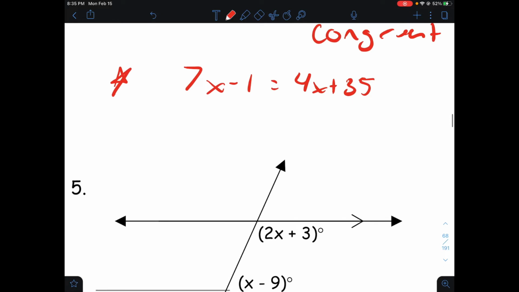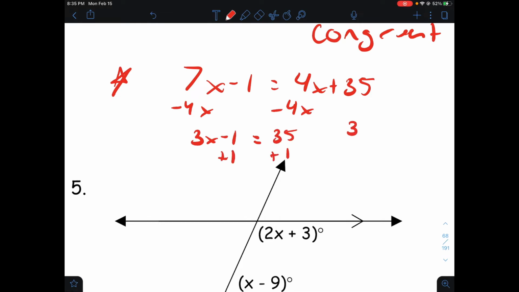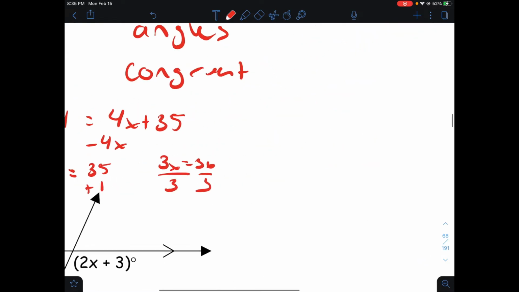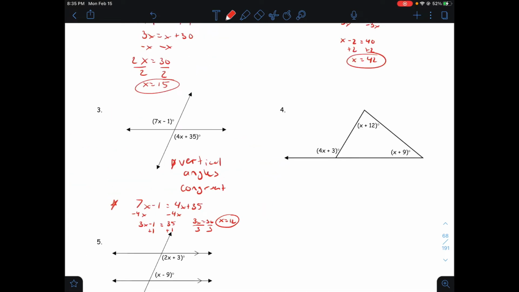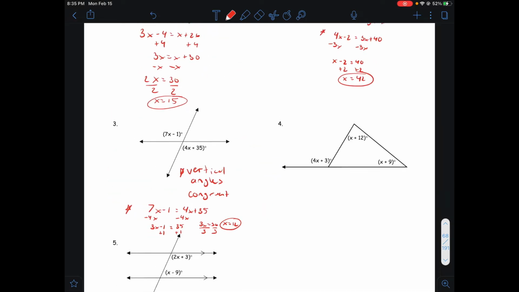So you should get 3x minus 1 equals 35. Sorry, I'm running out of space. We get 3x equals 36, divided by 3. You should get that x equals 12. All right.